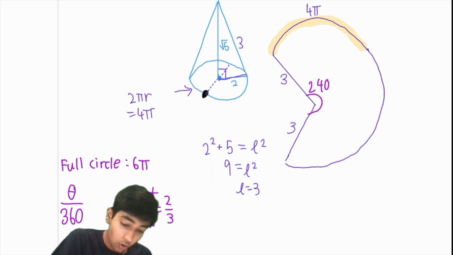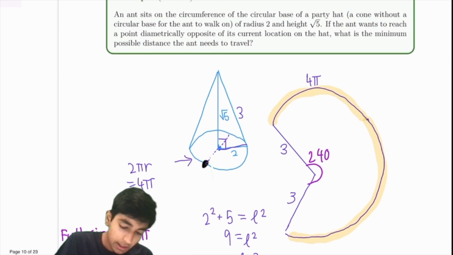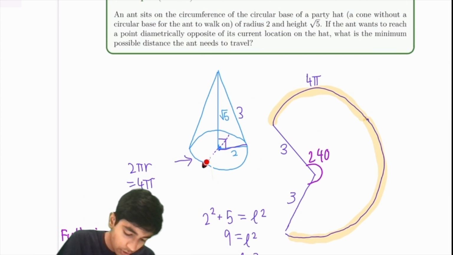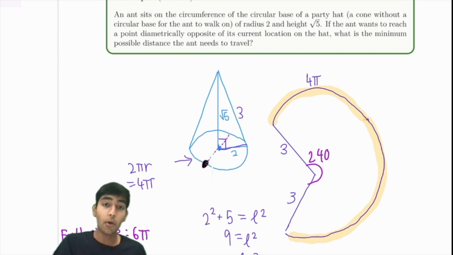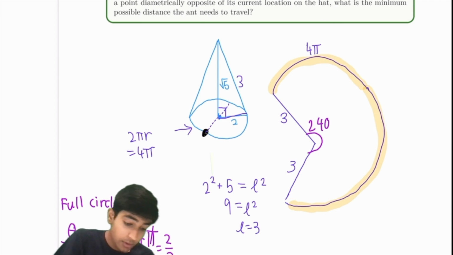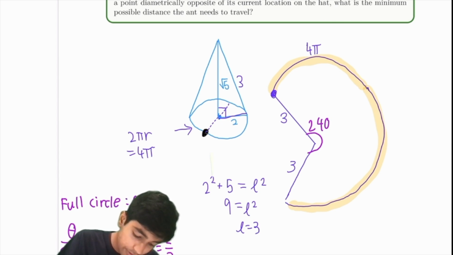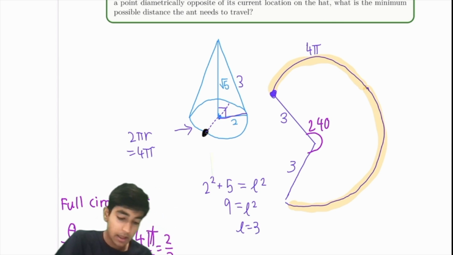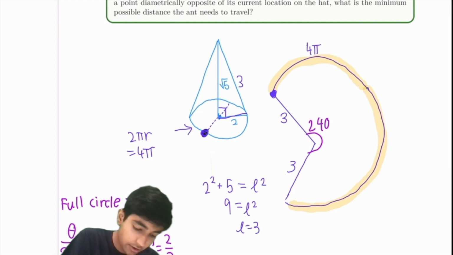And we know that the whole arc is 4 pi, right? And we found the angle 240. But let's look at what we're asking for. We're trying to go from this point here to the diametrically opposite point. And let's say that on the cone, we started right over here. This was the point we're starting at. This is the original point, the location of the ant, right there.